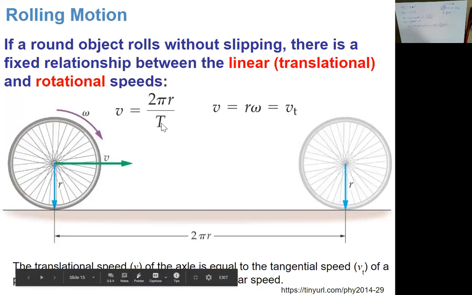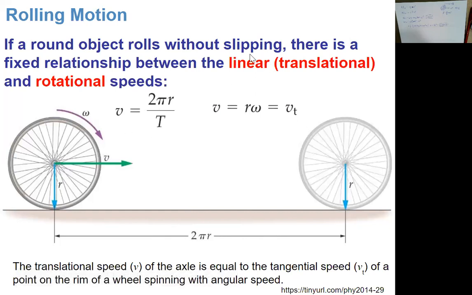Because it's not slipping at the contact point, it actually has a relationship where the linear speed equals r times omega. This is the general relation if an object is rolling. Of course, it has to be a circular or spherical object. That's the relationship between the linear and rotational speed.